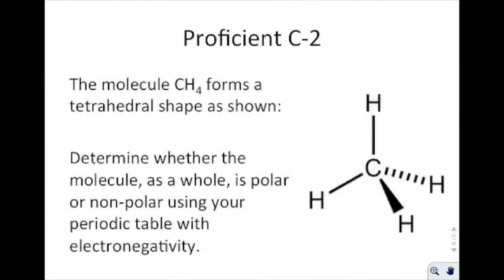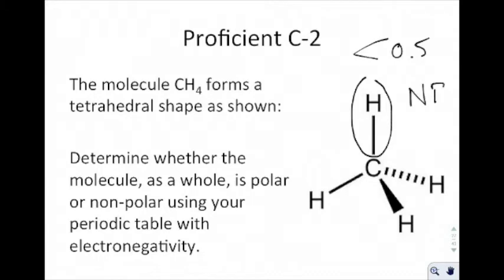The molecule CH4 shows a tetrahedral shape as shown. Determine whether the molecule as a whole is polar or nonpolar using your periodic table with electronegativities. Now if you were to look at the difference between carbon and hydrogen, it is less than 0.5. So because of that, each one of these bonds is considered to be nonpolar. But you have to be careful. Just because each bond is nonpolar doesn't mean that the molecule as a whole is nonpolar. You have to look at what's called the molecular geometry. You have to say, is there some sort of net pull in one direction or the other?